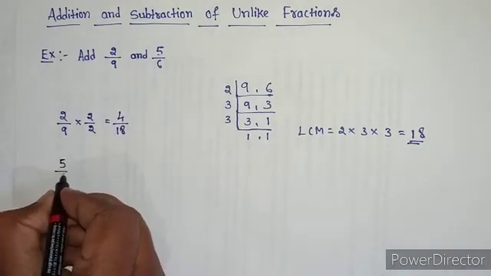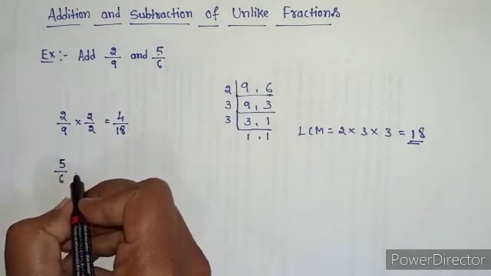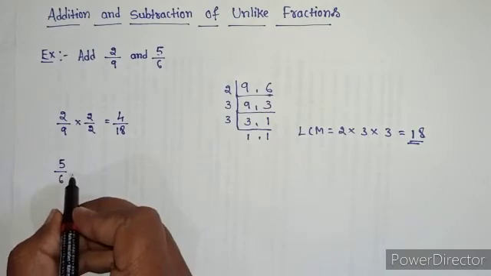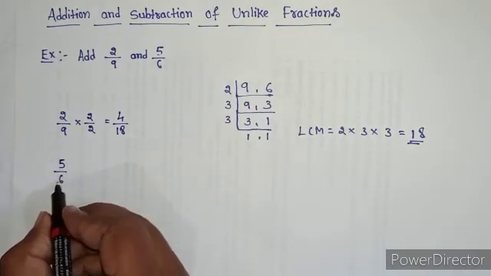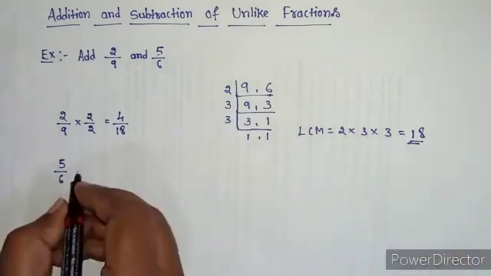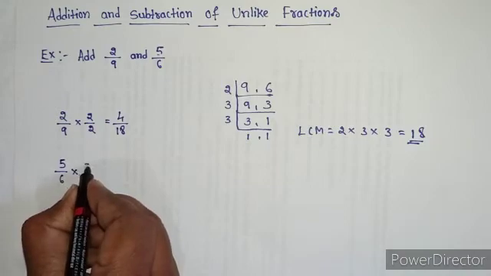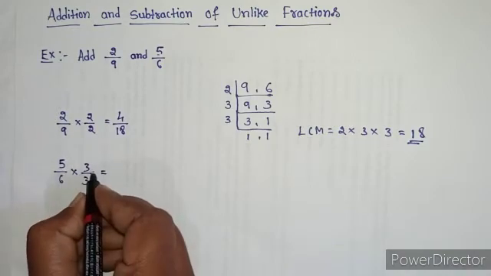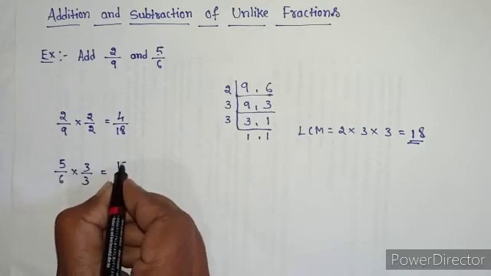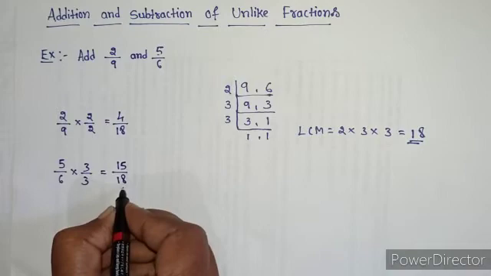So 5 over 6. Now we need to find the equivalent fractions for 5 over 6. So 6 3s are 18. 5 over 6 into 3 over 3 is equal to 5 3s are 15, and 6 3s are 18. So here we got 15 and 18.